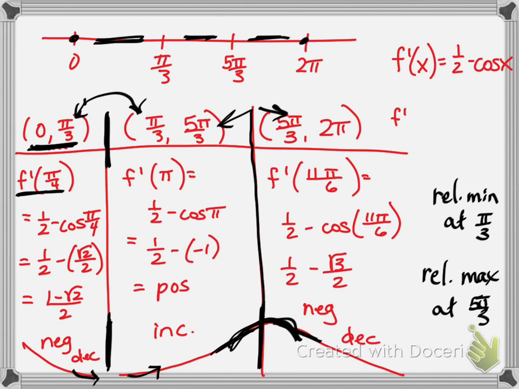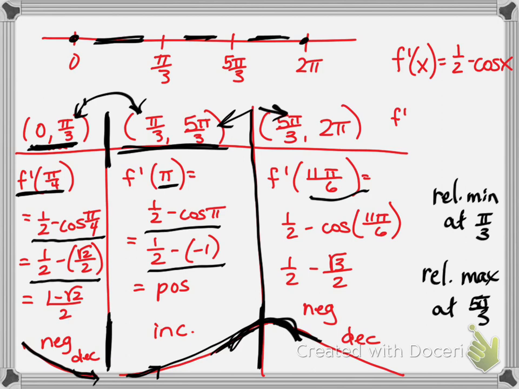So I chose pi over 4. And when you go through the math and you plug it into your derivative, you get this. Square root of 2 over 2 is larger than 1/2, so that becomes a negative. So I'm decreasing. Super important that we go ahead and show that decreasing curve there. In this interval, I'm choosing pi. You could choose any angle you wanted in between there. When you plug in cosine of pi, you're going to get a positive, so I've done my increasing. And next, I chose 11 pi over 6, plugged it in, I got a negative, so that's decreasing. So we've done all the work.